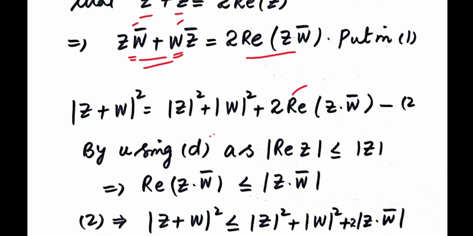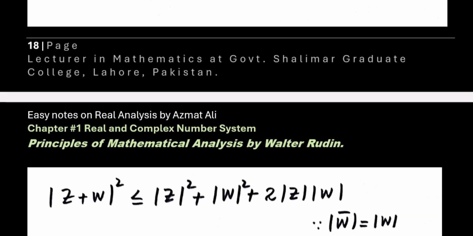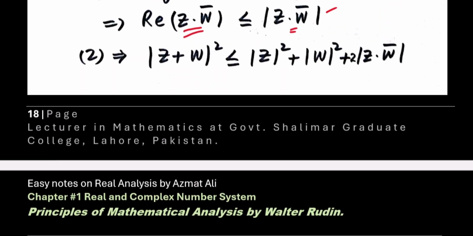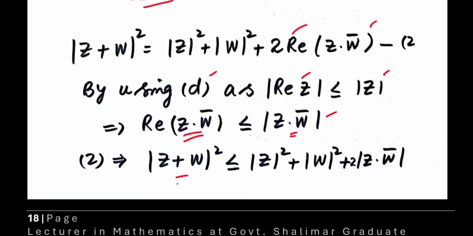Again, by using the previous property, we have proved that the absolute value of the real part of z is always less than or equal to the absolute value of z. This implies the real part of z into w conjugate is less than or equal to the modulus of z into w conjugate. So put this inequality in 2, which implies the square of the modulus of z plus w is always less than or equal to the square of z modulus plus the square of w modulus plus 2 times the modulus of z into w conjugate.